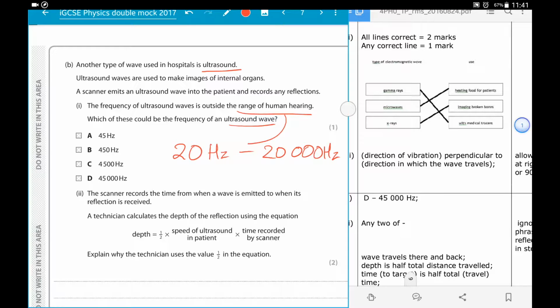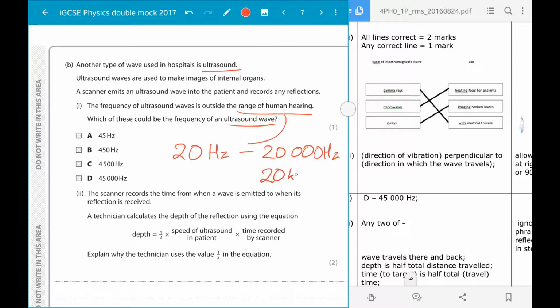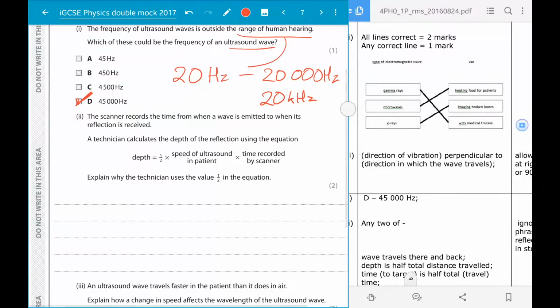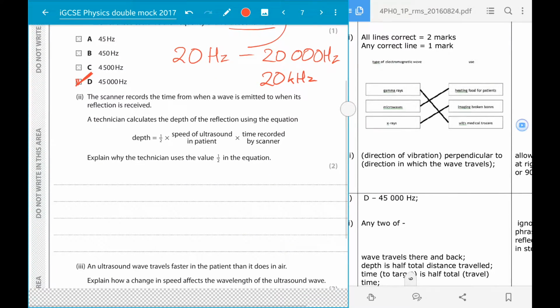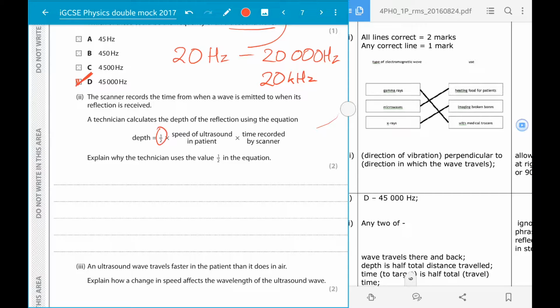20,000 hertz is the same as 20 kilohertz, so the only option that's higher than 20 kilohertz is D. You need to know that ultrasound is above normal human hearing, and it's 20 kilohertz. So the scanner records the time taken from when a wave is emitted to when its reflection is received. And you've got this equation and you've got to explain why you have this half value.